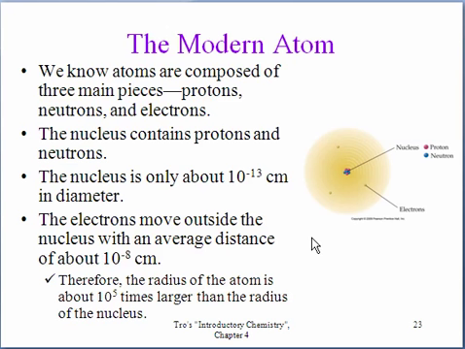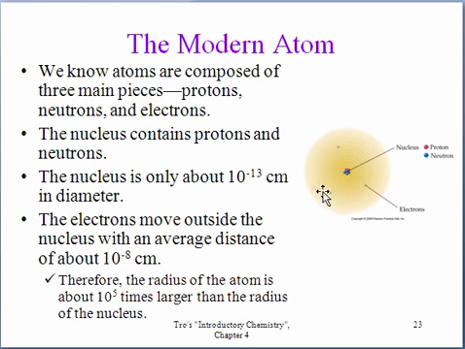So here's the modern atom as we know it today. For chemists, there are 3 main parts of the atom that we care about: the electrons, the protons, and the neutrons. The nucleus, the central, dense, tiny part of the atom, contains protons and neutrons, and the nucleus is about 1/10 trillionth of the diameter of the total atom.